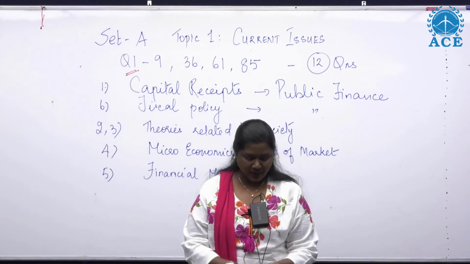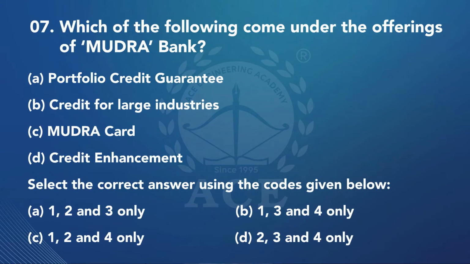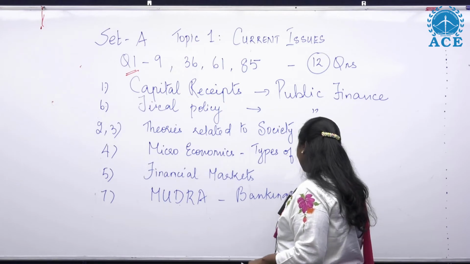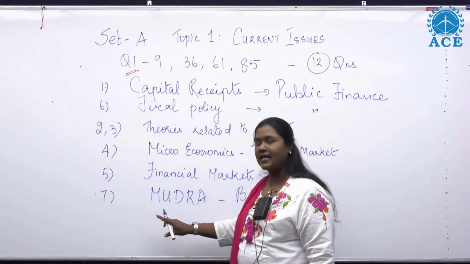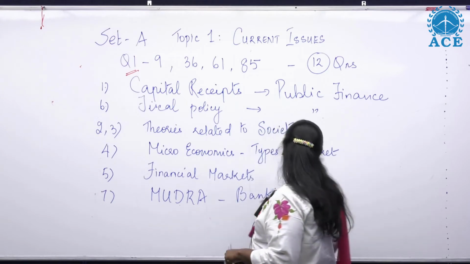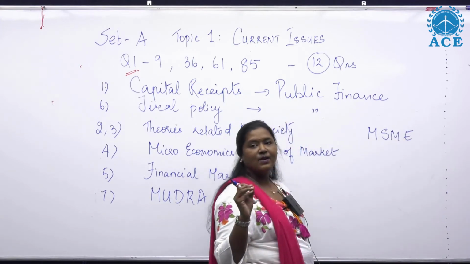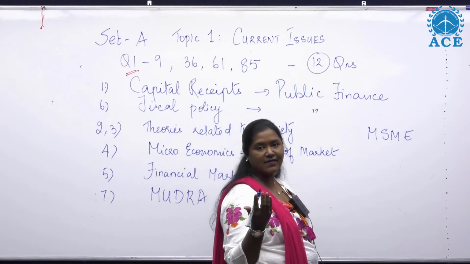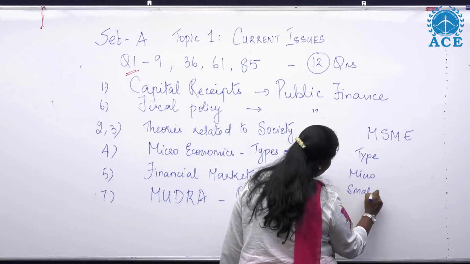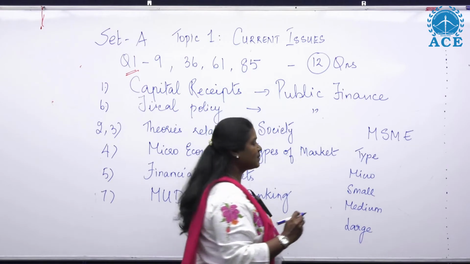Seventh question is about Mudra Bank, which I kept on telling in class, Mudra Micro Units Development Refinance Agency, and this comes in which topic? Banking, right. Remember, Mudra Bank we talked about, it is the apex bank, or it is one of the banks which has been recently set up for the development of the MSME sector. Remember MSME sector, micro, small, medium enterprises, and we also discussed in class what are the different types of industries based on the classification of their turnover, right. So, if you talk about type, micro, small, medium and large, right. Based on what we classify industries like this, it is based on turnover.